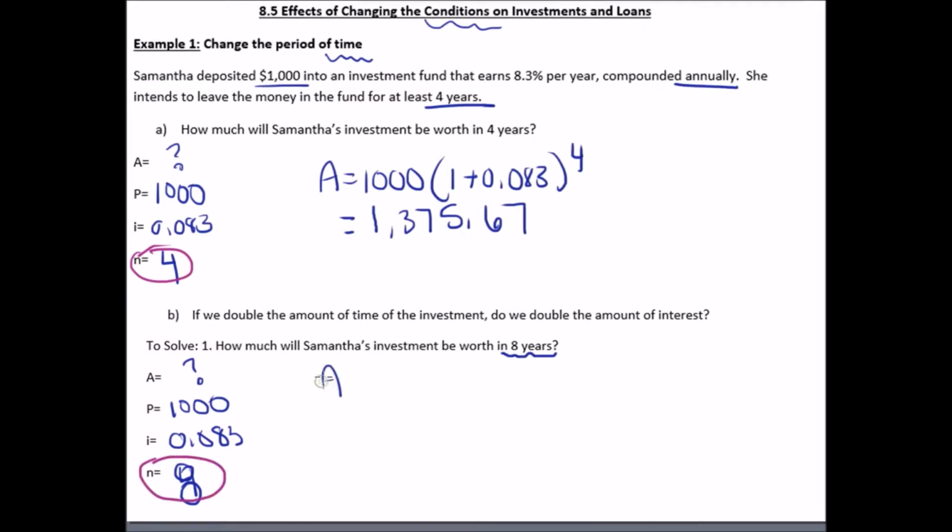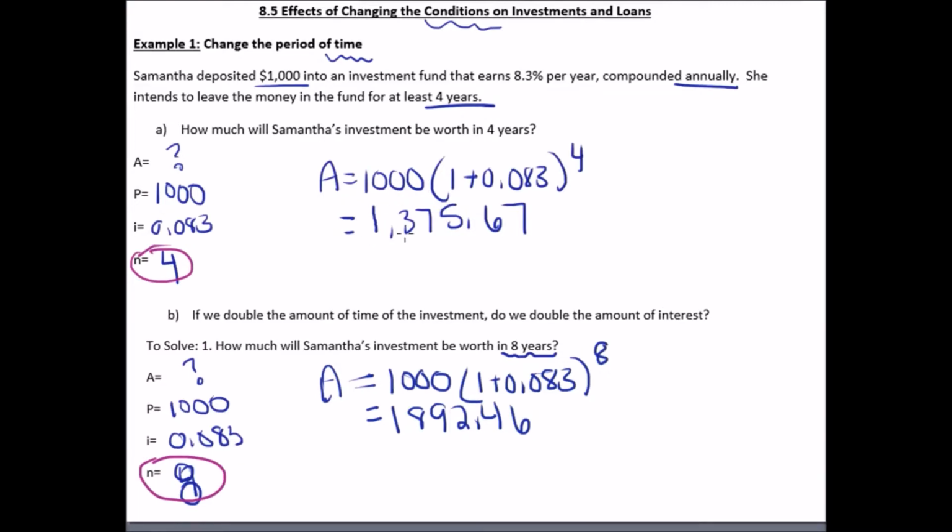Okay, so the amount equals $1,000, 1 plus 0.083, but this time it's going to be to the exponent 8. Okay, and if you put that into your calculator, we are going to get 1,892.46.